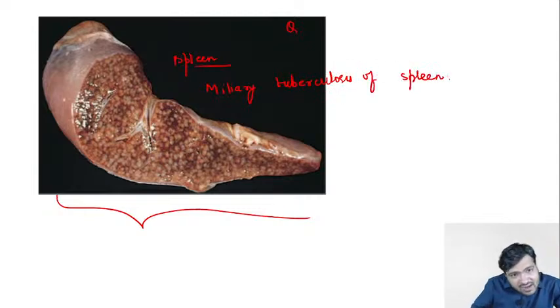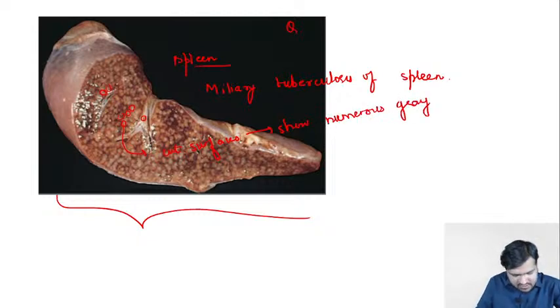Now basically the cut surfaces, you can very well visualize, guys, the cut surfaces of these particular splenic areas. You can find that they show numerous gray like tubercles.